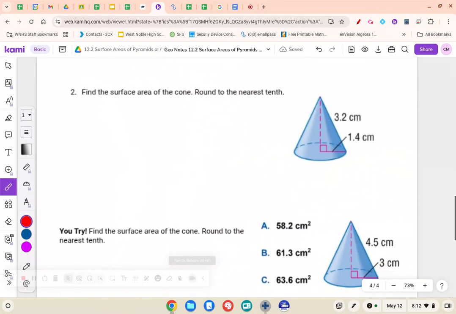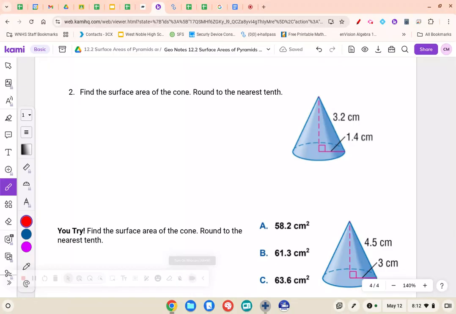Alright, now we're going to find the surface area of our cone. Our surface area formula is pi times radius times slant height plus pi times radius squared. Lucky for us this time they gave us our radius and our slant height, so we don't have to do any extra math. All we have to do is plug this stuff in.